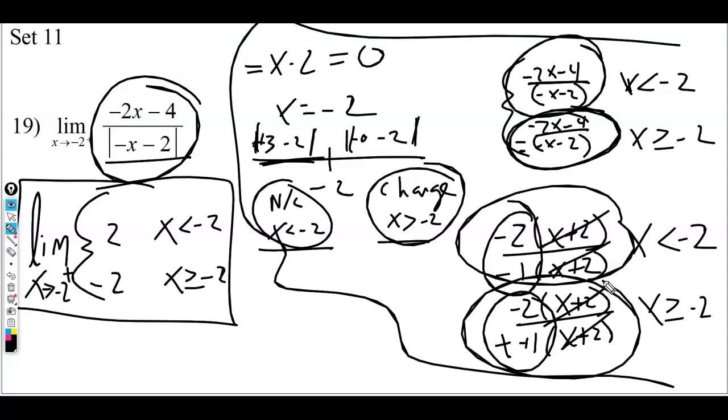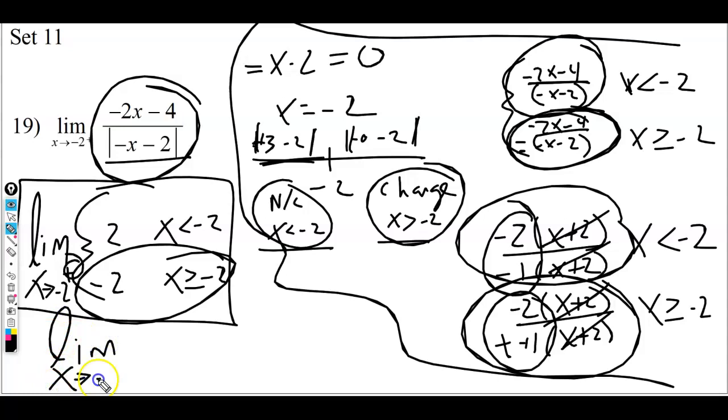Now that we've rewritten this absolute value as a piecewise function, now we can do it. If I'm approaching negative 2 from the right, which piece do I use? You would use the bottom piece. The bottom piece is negative 2. And since this is just a constant function, no matter what you're approaching, the answer is that. So the answer is negative 2.